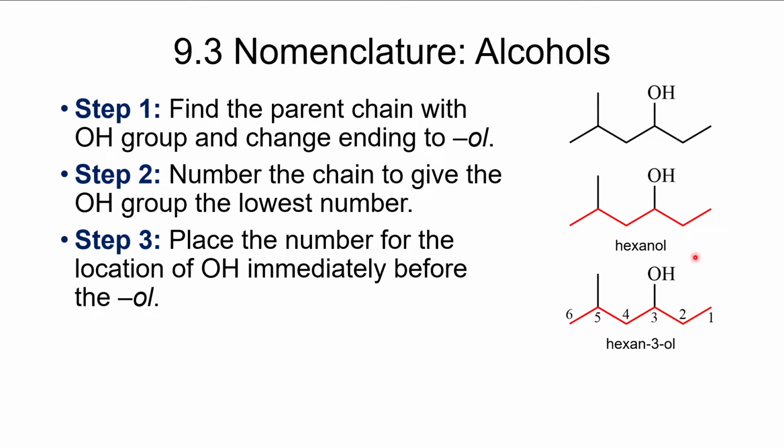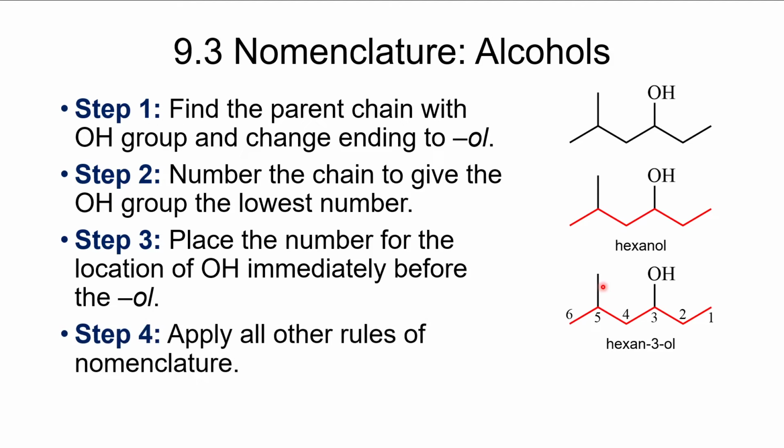So we'll call that hexan-3-ol. So hexan-3-ol is going to be that. Now we just need to add the substituent on there. There is a methyl at the 5 position. So this is simply going to be 5-methylhexan-3-ol. So 5-methylhexan-3-ol.